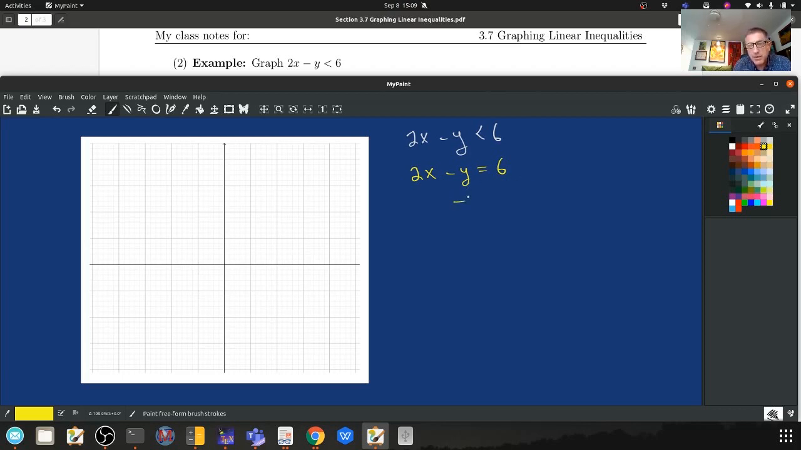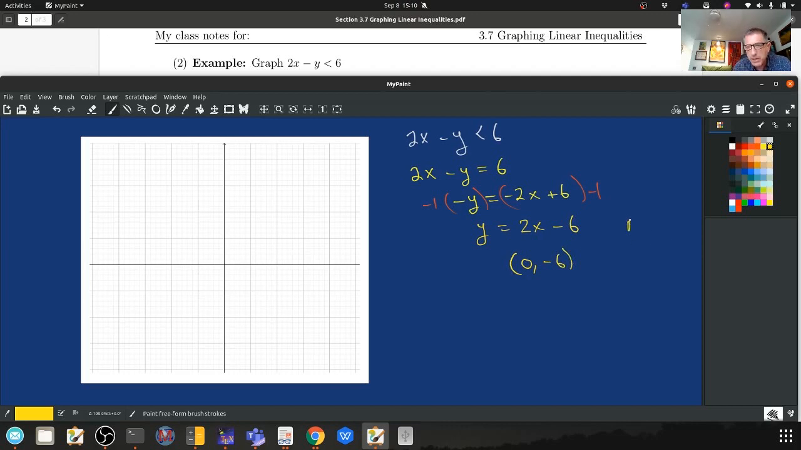I'm going to go ahead and convert this into slope-intercept form. In other words, I move the 2x to the other side, but this gives me minus y... minus x, so I'm going to multiply both sides by minus 1. That gives me y equals 2x minus 6. So immediately I get one point, (0, -6).